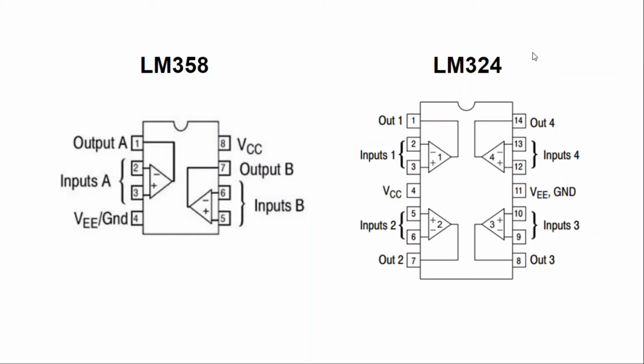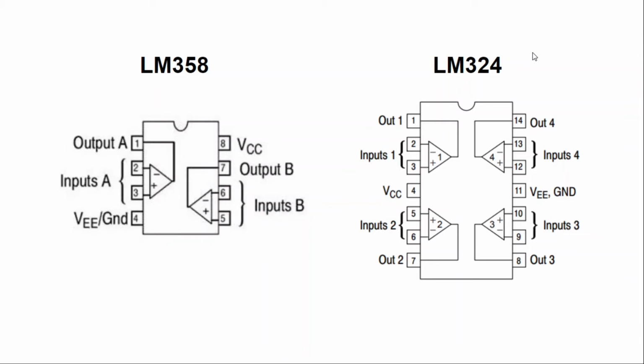Now if you are using LM358, you can see that the positive input, which is the non-inverting terminal, is at pin number 3 and the inverting terminal input is at pin number 2 and pin number 1 is the output. And that's the similar case in LM324 also. So the positive non-inverting terminal is at pin number 3, inverting terminal is at pin number 2 and the output is at pin number 1.